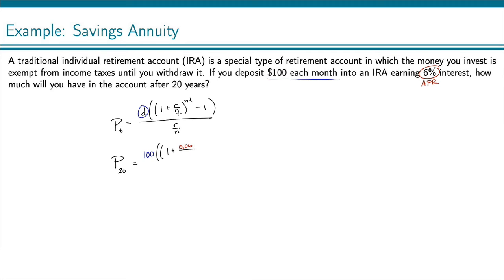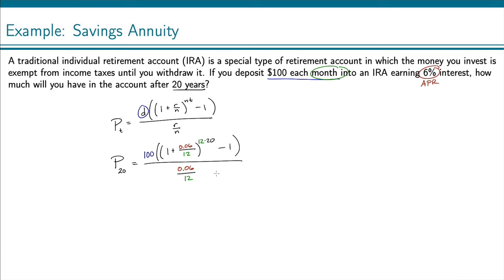Now n is the number of times compounded per year. So we see that our deposits are every month, and so that's going to assume that our compounding is also every month. So that is 12 times per year. And that n shows up right up here as well, 12. And then times t, and t was 20 because we had 20 years. And then minus 1, and then this is all over r over n, which is 0.06 over 12.